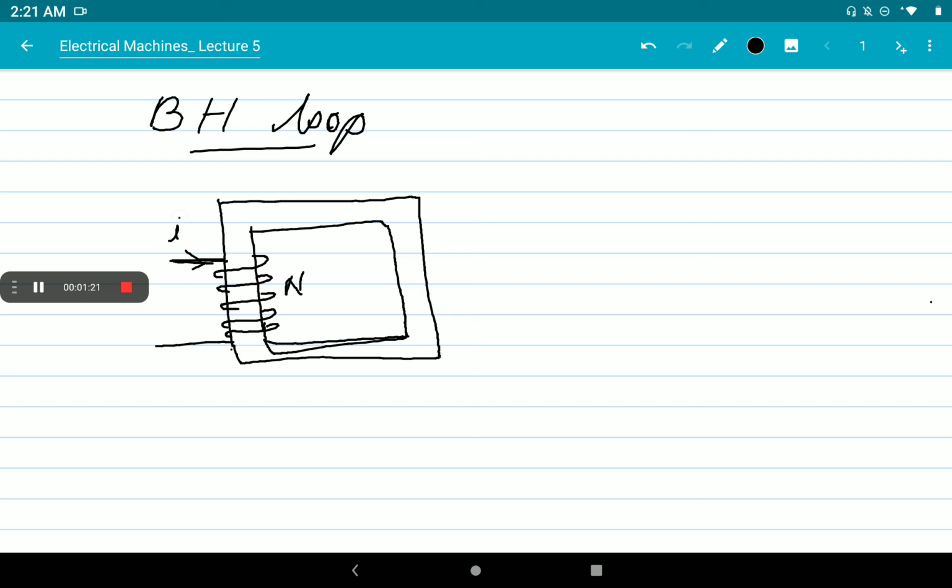we have to give a current I to this, and definitely it will produce a magnetic field, and the magnetic field associated with this magnetic circuit has to be considered. So just consider the length of this magnetic circuit is L. Then the magnetic field intensity of this magnetic circuit, H, we can write as N into I by L.